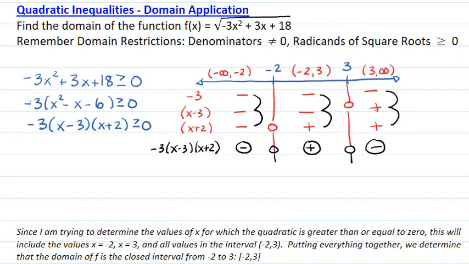Since I'm trying to determine the values of x for which the quadratic is greater than or equal to 0, this will include the values x equal to negative 2, x equal to 3, and all the values in the interval negative 2 to 3 that give me a positive quantity. Putting everything together, the domain will be the interval from negative 2 to 3 closed.